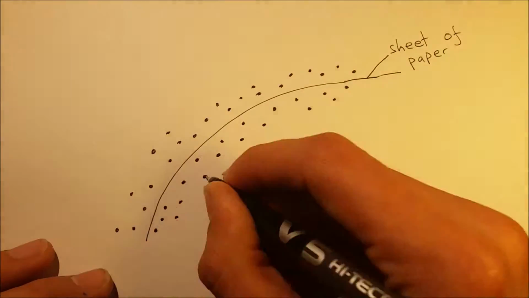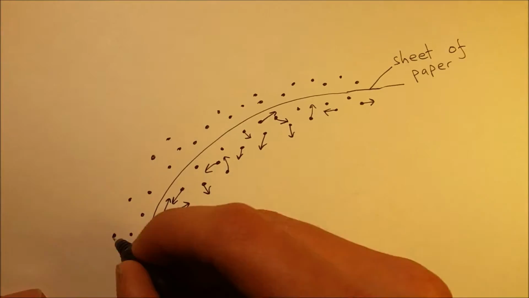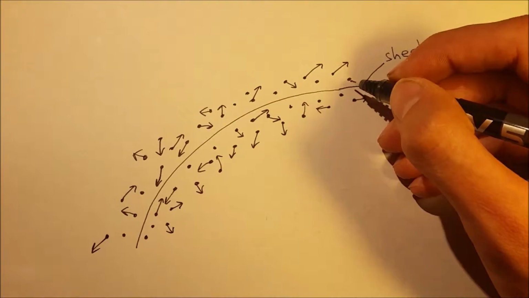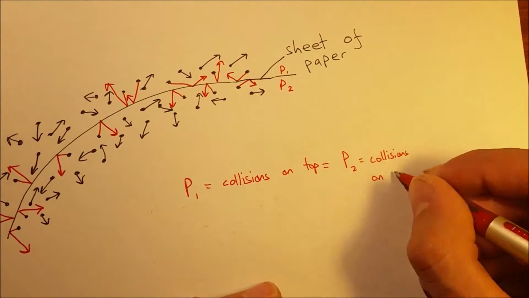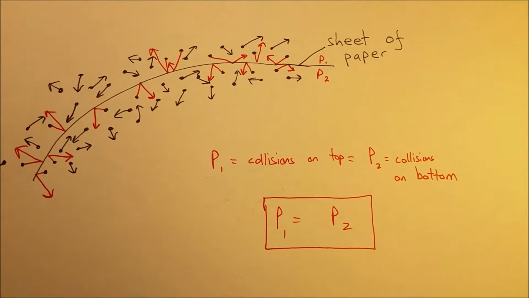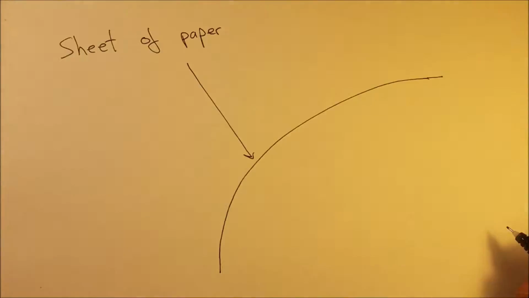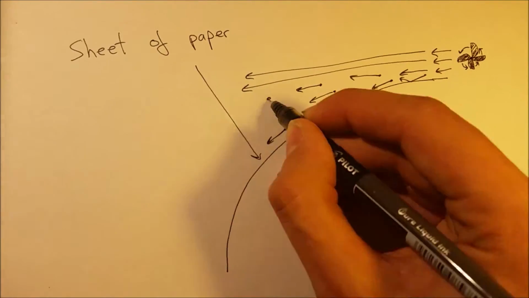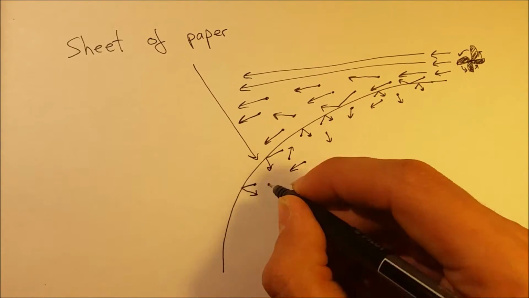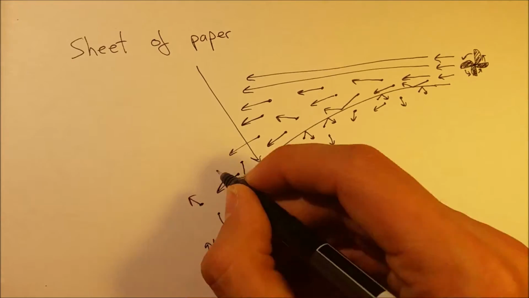Likewise, on our sheet of paper, we've got lots of air molecules that move in random directions. There are always going to be some that hit the sheet of paper and thus make a pressure on the sheet of paper. P1, or the collisions on the top, is equal to P2. Now, the hairdryer speeds up the air at the top of the sheet of paper. According to the Bernoulli principle, this would mean that the pressure at the top of the paper would be less than that of the bottom.